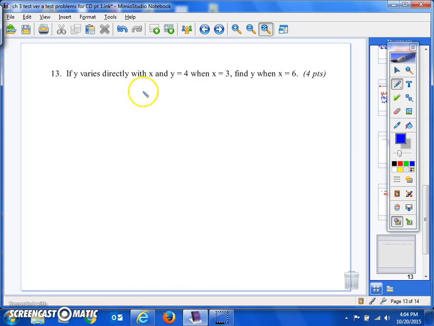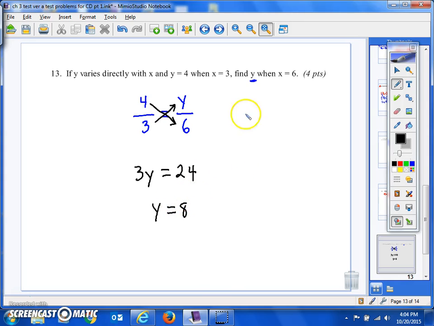Okay, if y varies directly with x, that means we have direct variation, and y is 4 when x is 3. Just make a fraction, y over x. Do equals, and then make another fraction of y over x. You just don't know what this y is, and that's what we're supposed to find. So this is called a proportion. With proportions, the way we solve them is we cross multiply. Let one product, 3y, equal the other product, 24. Y is 8. So my answer for number 13, y is 8.